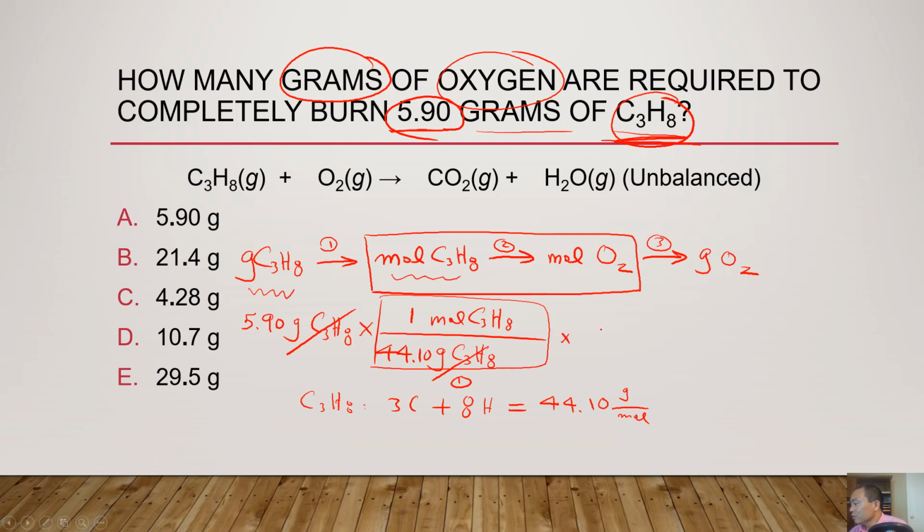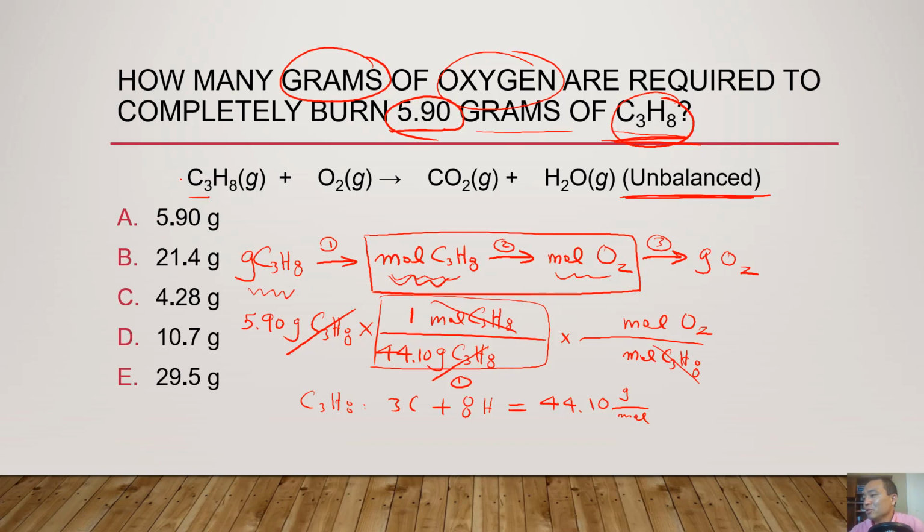For step 2, you need to convert mole to mole. You need to cancel out the moles of one thing, which is propane, and convert that to moles of O2. Then what number do you need to put in? The mole relationship comes from the balanced chemical reaction. So you need to balance the chemical reaction first. Notice this reaction is not balanced, so you've got to balance it.